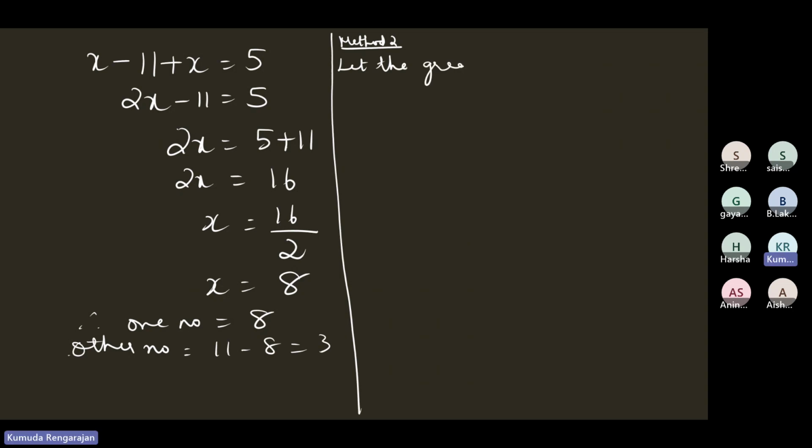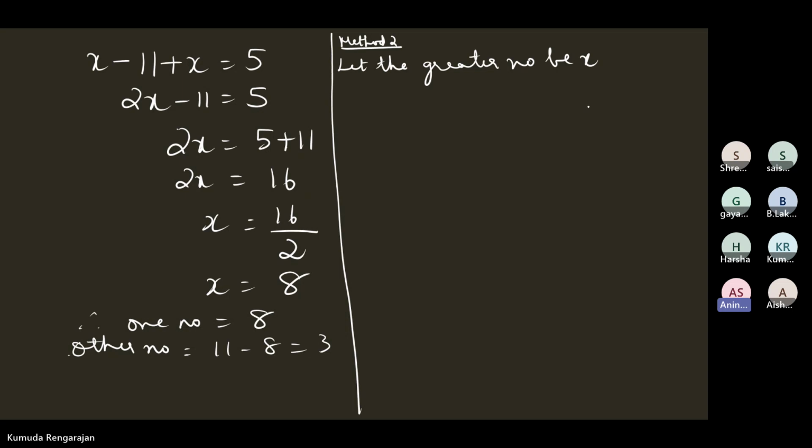Let the greater number be X. Come again with the next one. X plus X. No, what is the smaller number? Smaller number be X as well. Does it make sense, Anantika? Greater number is X and the smaller number is also X.